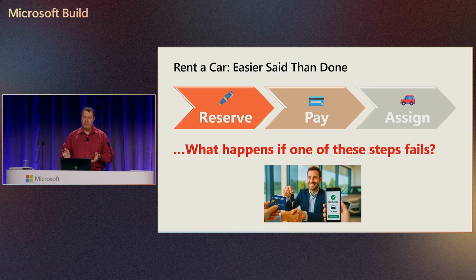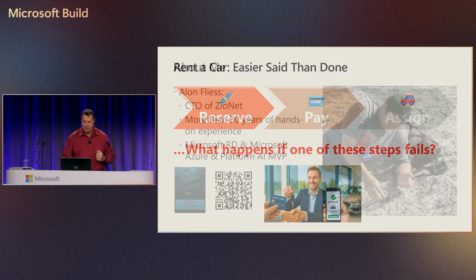The process spans multiple microservices. Each has its own state. What happens if one of them fails? How do we make sure that the system stays consistent? How do we create an all-or-nothing process when we have multiple microservices with different states?